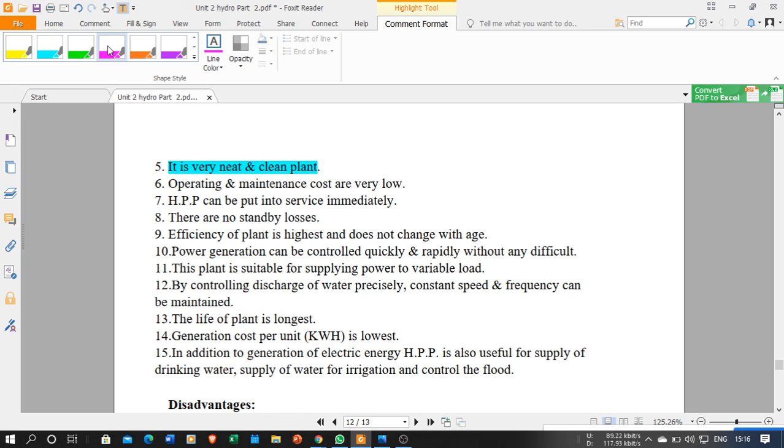So its operation and maintenance cost is very low. If you look at the devices, how many components are used in a thermal power plant? N number of components, nearly 50 to 100 different components are used. In a hydroelectric power plant, what are your major components? Walls, turbine and generator. Are there any components other than these?